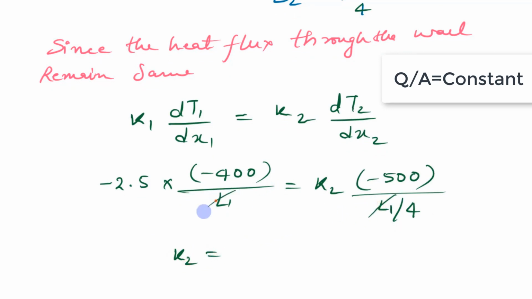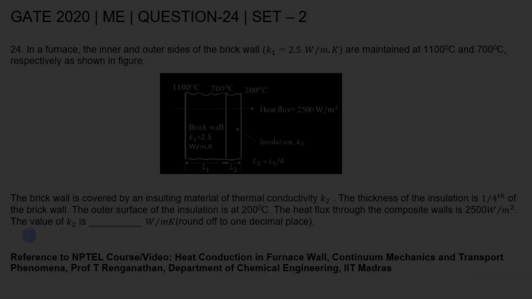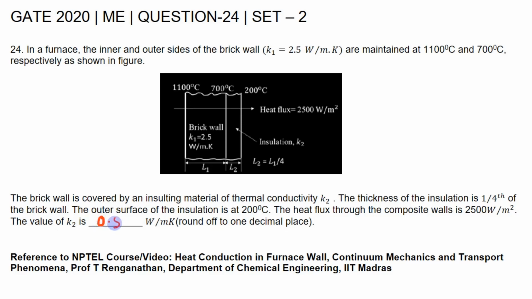If we do the calculation for this, we get the value of K2 will be equal to, L1 we can cancel out, 2.5 multiplied by 400 divided by 500 into 4. We can cancel out the zeros, and 2.5 divided by 5 will be equal to 0.5 watt per meter Kelvin. So the thermal conductivity of the insulation is 0.5 watt per meter Kelvin. So the value of K2 is 0.5 watt per meter Kelvin, rounded off to 1 decimal place.